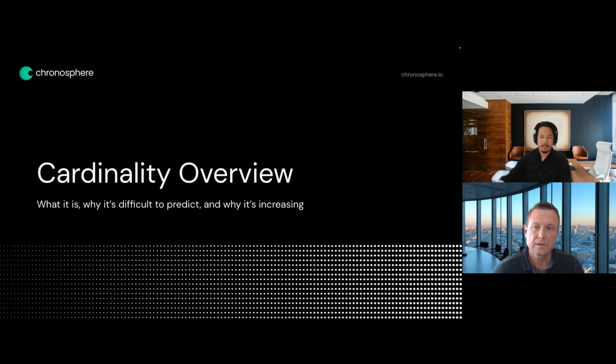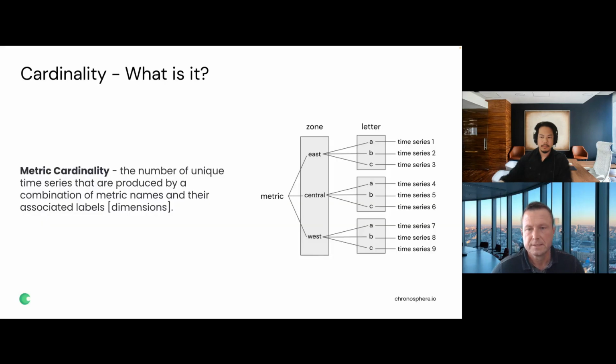So first, let's take a look at it from an overview perspective. Just to set the table here, what is cardinality? Cardinality is really a concept that's used to describe the number of elements in a set or other grouping. But today we're going to be talking about metric cardinality as it relates to observability. If you look at the graph on the right, in that sense, we're talking about the number of unique time series that are produced by a combination of metric names, which we also call labels or dimensions. You'll see that the cardinality of this is 9. And this is at a very basic level.